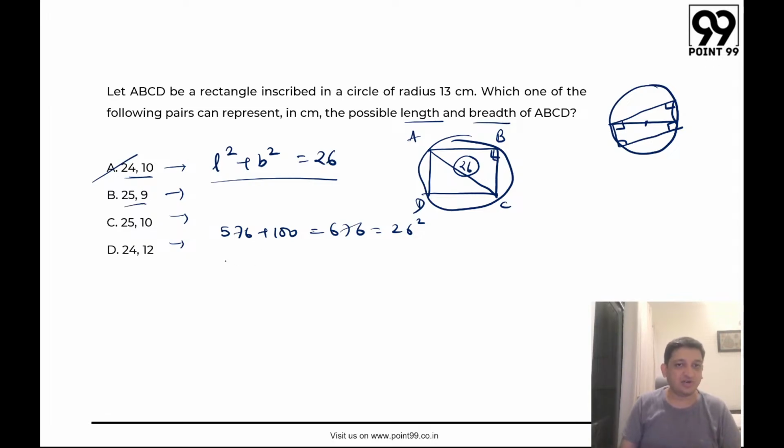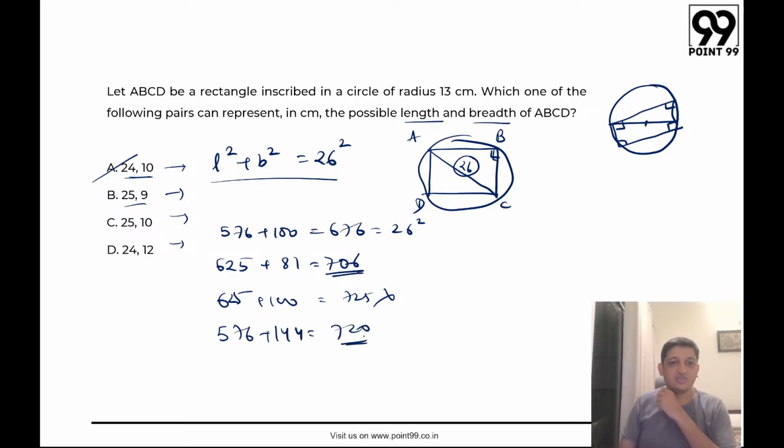Let's check the rest as well, not required but just to be sure. 625 plus 81 will be 620 plus 80, that is 706. So definitely not 676, which is 26 square. Yeah. 25 square is 625, 10 square is 100. You will again get 725, not equal to 676. 24 square plus 12 square, 576 plus 144, you will get some random number, 720 I believe. So again not 676. So the only option that is right is option A, 24, 10.